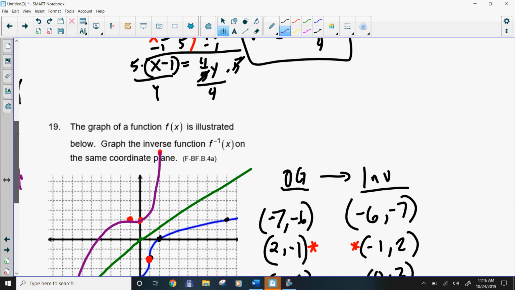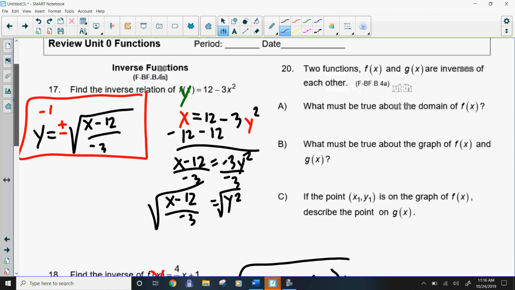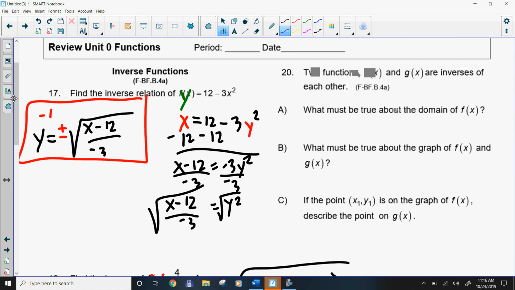And number 20, two functions are inverses, so what must be true about the domain? So if you have an inverse, that means that the x and y switch. So x is considered to be the domain, y is considered to be the range. So it says what must be true about the domain? It's the same as the range of g of x.